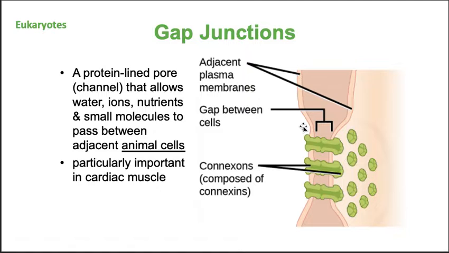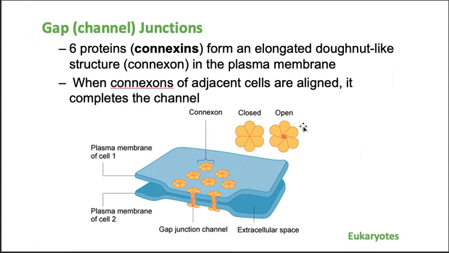Okay, and then lastly, we have the gap junctions. And the gap junctions are going to act as just channels to pass materials between adjacent cells. And this is particularly important in cardiac muscle, where you need to be able to have that coordinated contraction and relaxation between the ventricles of the heart to keep blood moving in one direction. And so this helps share materials that are involved in the contraction of the muscle. Okay.